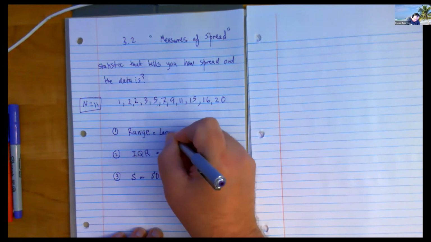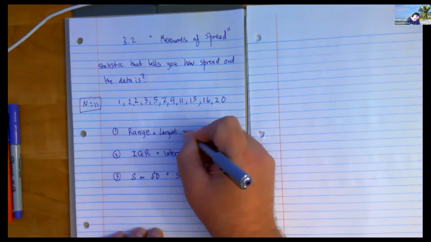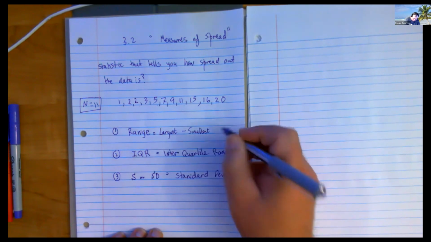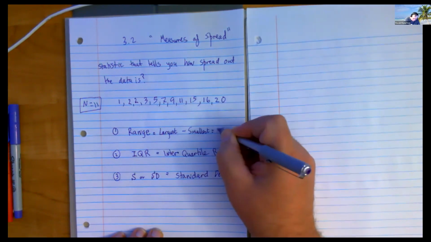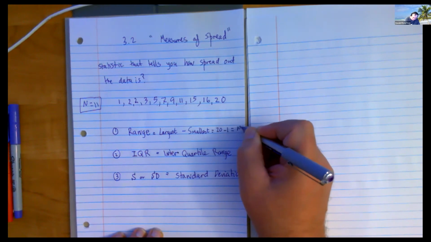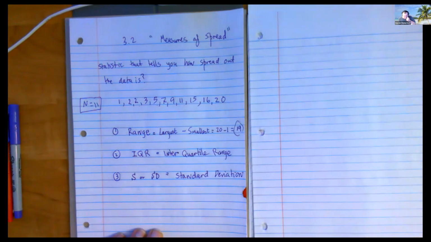You take the largest number and you subtract from it the smallest. In this case, 20, take away 1, the answer is 19. A little bit circle around that.